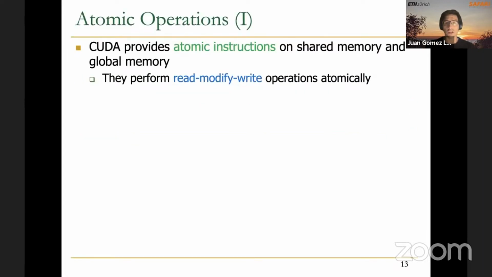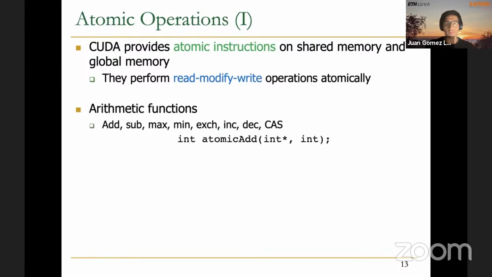But first of all, let's remind what an atomic operation is. CUDA supports atomic operations on shared memory and in global memory. They perform read, modify, write operations atomically, and this means that when the atomic operation starts, read, modify, and write happen consecutively without any other instruction being executed in between. And remember that there are arithmetic functions implemented by the atomic operations like addition, subtraction, maximum, minimum, exchange, increment, decrement, and compare and swap.